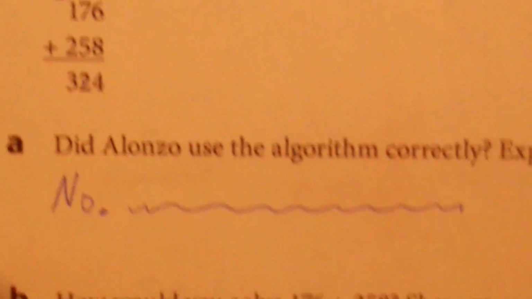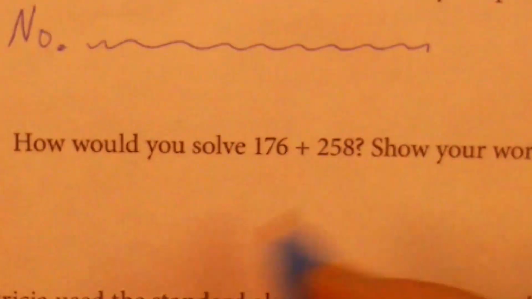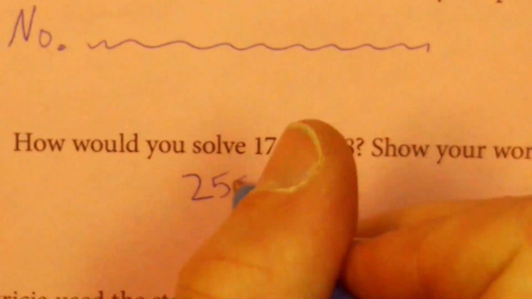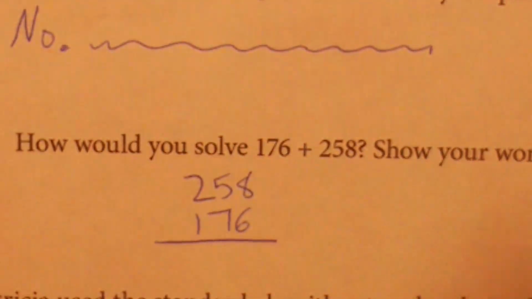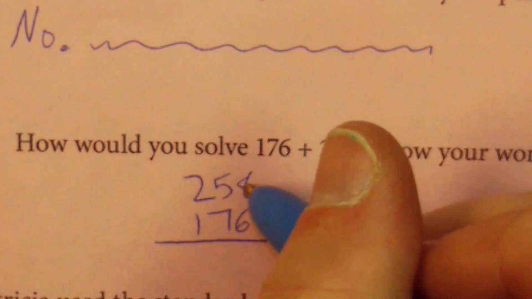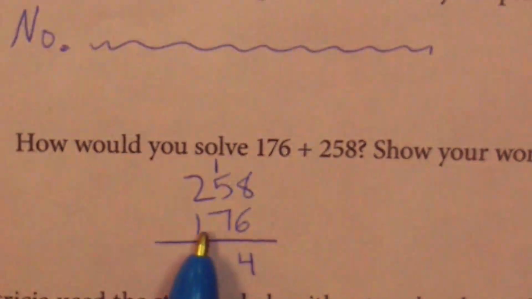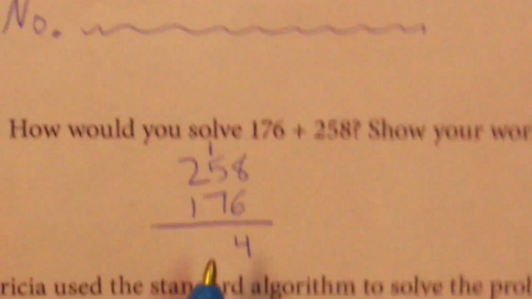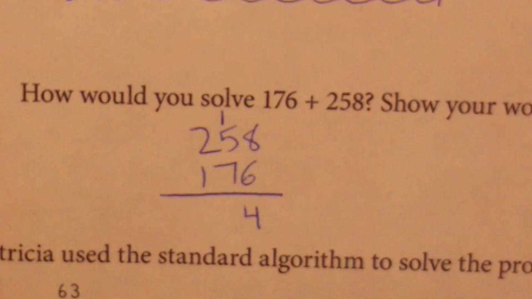Okay? Now it says, how would you solve this? Show your work. And hopefully you would give me a 258, you would stack a 176 on the top, and then you would add using the standard algorithm. 8 plus 6 is 14, carry the 1, okay, and so on and so forth. That much he did correctly. I would like you to do the next 2 digits on your own, okay? Pause this video.